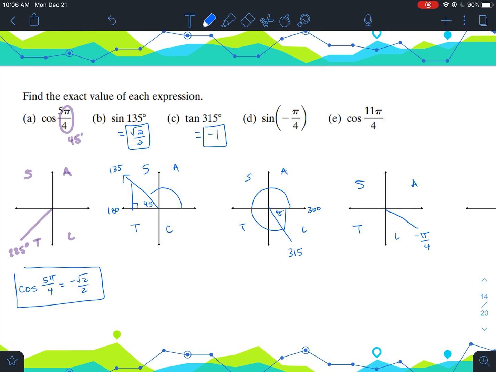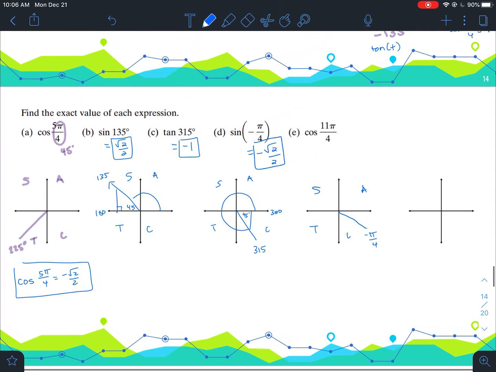The sine at negative pi over 4, so negative pi over 4 I'd be down here. All students take calculus. Sine is negative in that quadrant, and at pi over 4, sine is square root 2 over 2, so it'll be negative square root 2 over 2.